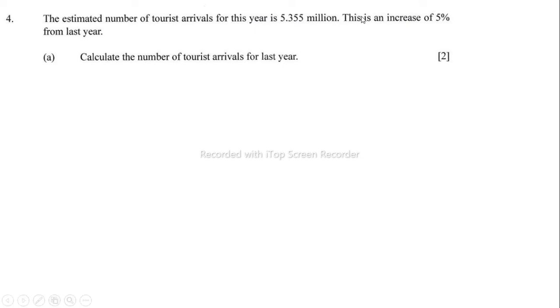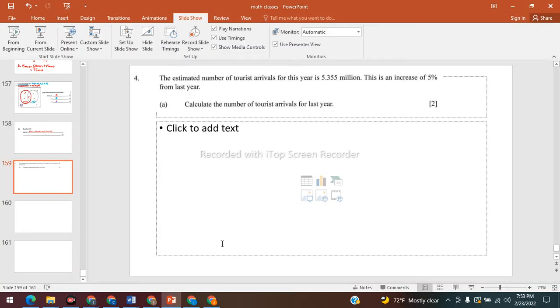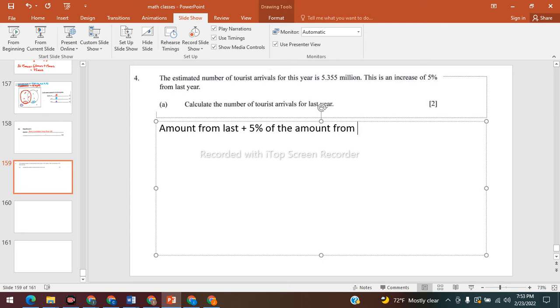How do we do this? This is an increase of 5% from last year. So that means we have the amount from last year, plus 5% of the amount from last year, which is going to be equal to 5.355 million. All right, so that's the idea in my mind. That's how I'm thinking about it.